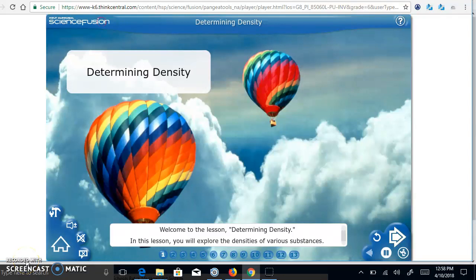Welcome to the lesson Determining Density. In this lesson, you will explore the densities of various substances.